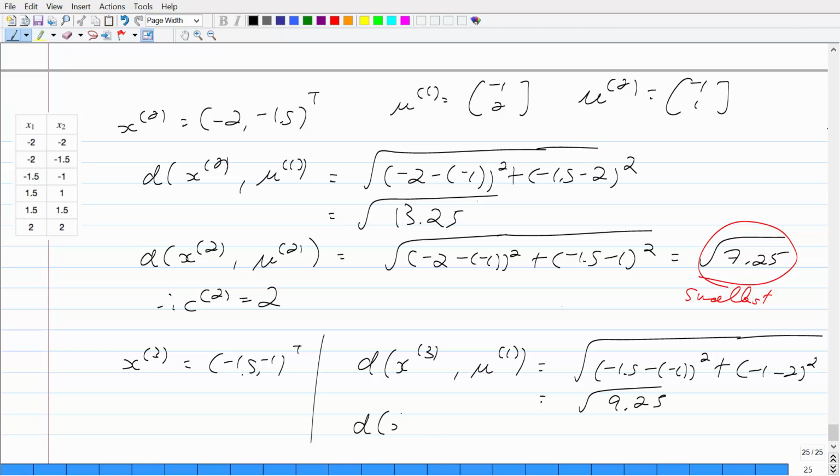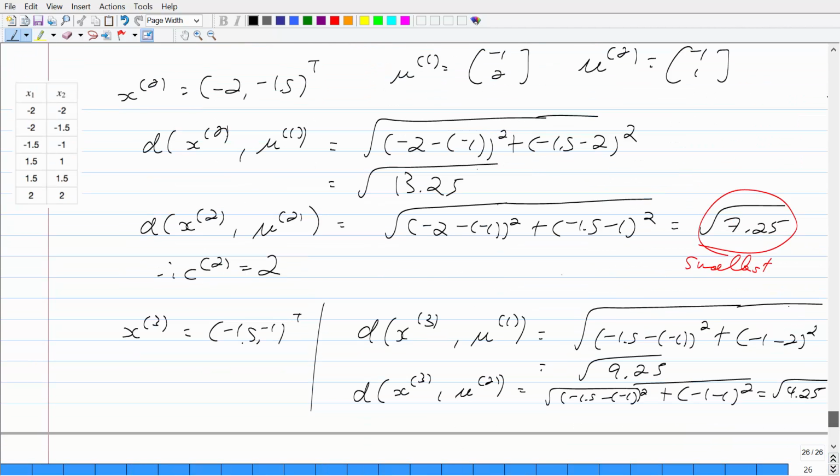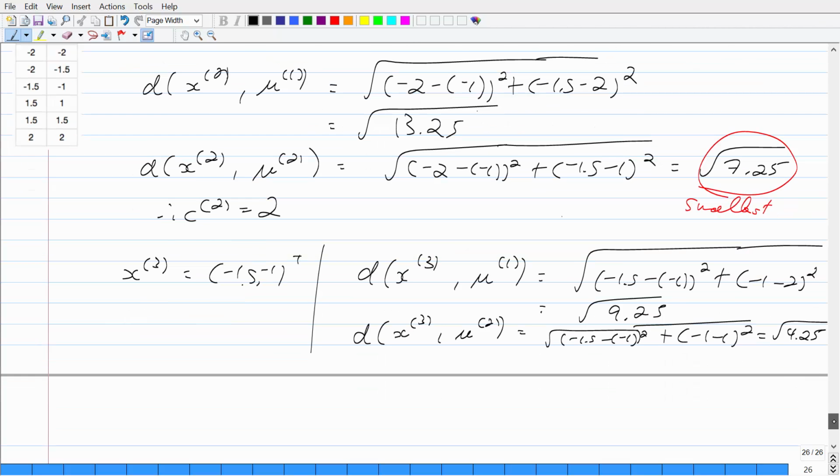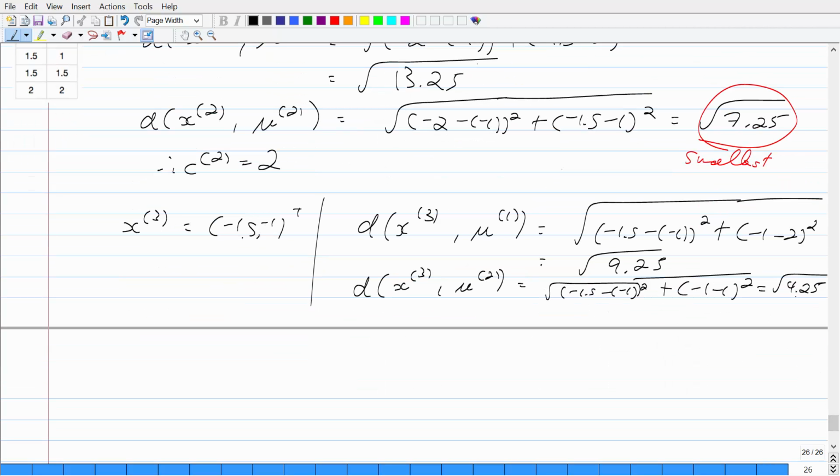Now calculate the distance between the third example and the other centroid. This is equal to -1.5 subtract -1 squared, and then plus -1 subtract 1 squared. When you calculate this, you get 4.25. So which of these is smaller? Obviously the second one again, because we have a smaller distance to the second centroid in comparison to the first. Therefore, the cluster membership for example 3 is equal to 2 again.